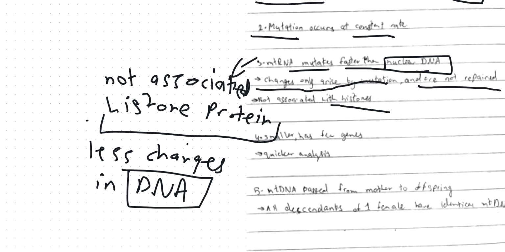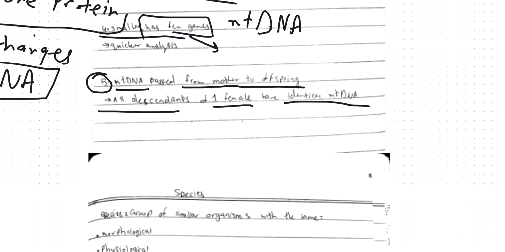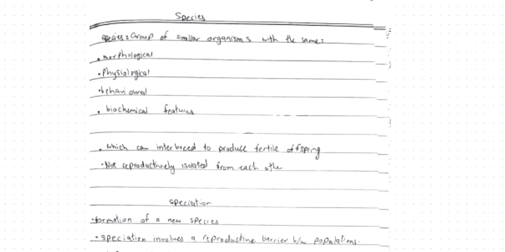Another reason mtDNA is good is because it's smaller. Remember, mtDNA is smaller than normal DNA. This means that it has fewer genes, and if you have fewer genes, you can analyze them much quicker. And the last thing, mtDNA is passed from mother to offspring. So all descendants of the females will have identical mtDNA. So let's move on to species now.